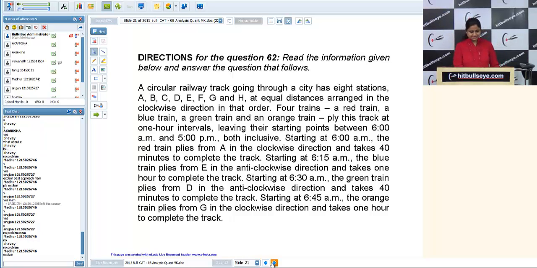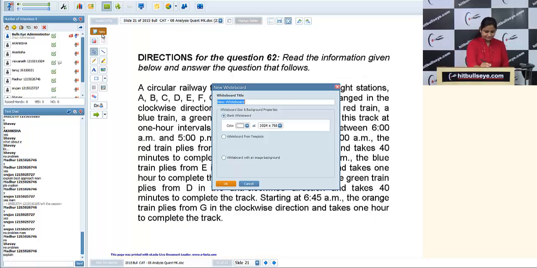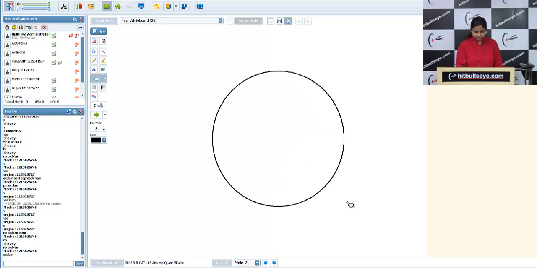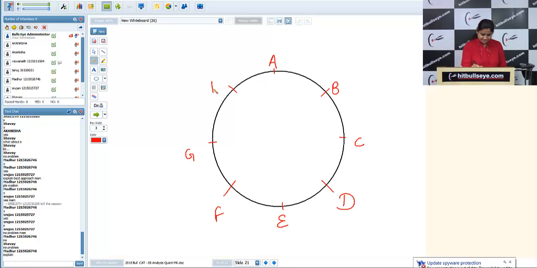Okay, Madhur, it says there is a circular railway track. Again, please read the directions from your PDF copy. There is a circular track, and there are 8 stations which are equally spaced. They are given in clockwise direction, and their names are A, B, C, D, E, F, G and H.